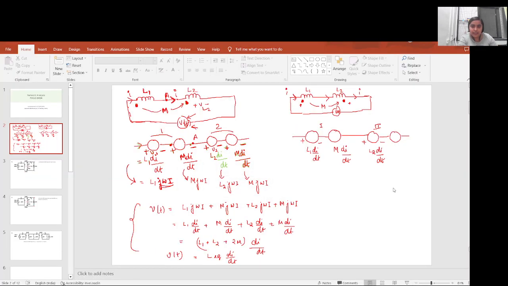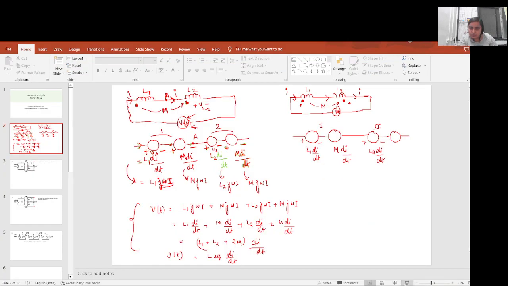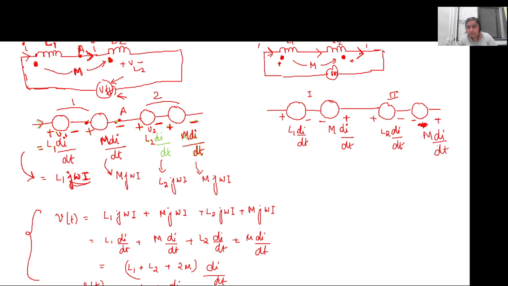Sir has taught in the class, using Lenz's law and all, how this mutual inductive sign is determined, right? So in this case, when the dot convention is on the opposite end, like the current is entering the dot for one coil and leaving the dot for the other, then the sign of the mutual inductance will be reverse to that of the self-inductance voltage drop. So it will be minus on this side and plus on this side, M di by dt, right?